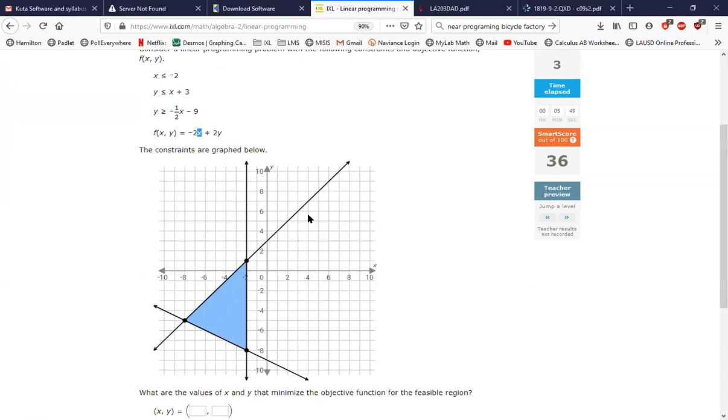So for this problem, I would actually write down the possibilities. I would plug in negative 8, negative 5, right? This is (-8, -5). I would plug in (-2, 1), and I would plug in (-2, -8), and just test those 3 points and figure out which of these would be the smallest value possible.